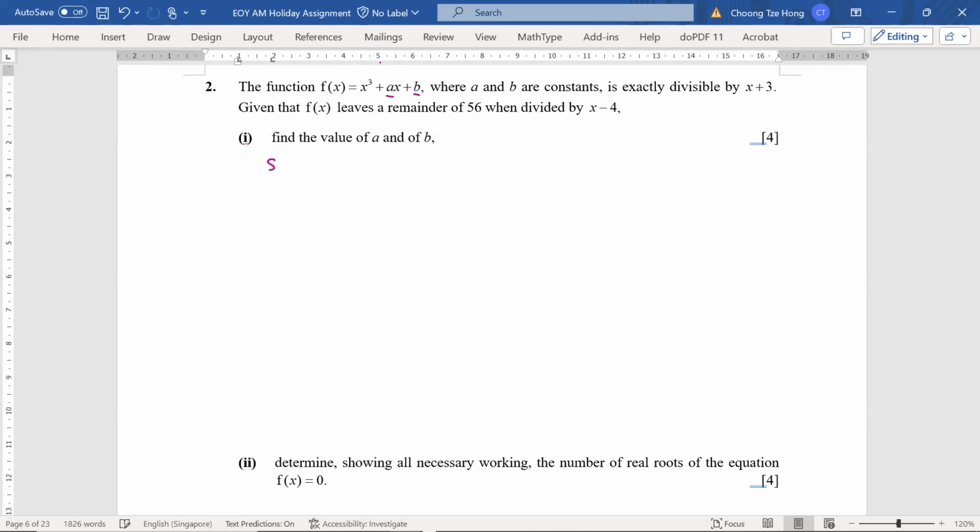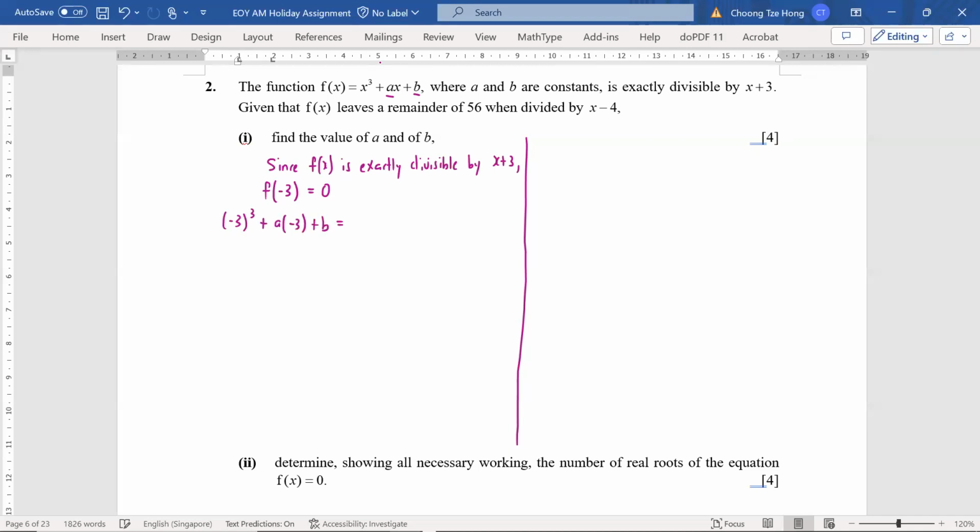Okay, so let's write a statement. So since f(x) is exactly divisible by x plus 3, okay, let me draw a line here. Okay, we can say that f(-3) is equal to 0. Okay, so we are going to use this to form our first equation. So for f(-3), all we need to do is replace all the x in f(x) with negative 3. So you have (-3) cubed plus a times (-3) plus b equals 0.